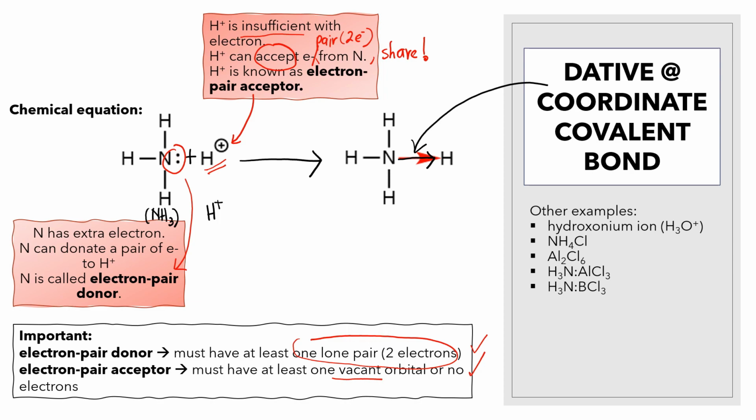And here are the other examples of molecules or compounds yang boleh terbentuk, yang boleh mempunyai dative covalent bonding, okay, iaitu hydroxonium ion, H3O+, and NH4Cl, okay, and the other 3 compounds ini. So now you can challenge yourself, okay, and try to draw the formations of the dative covalent bonding in the above molecules.